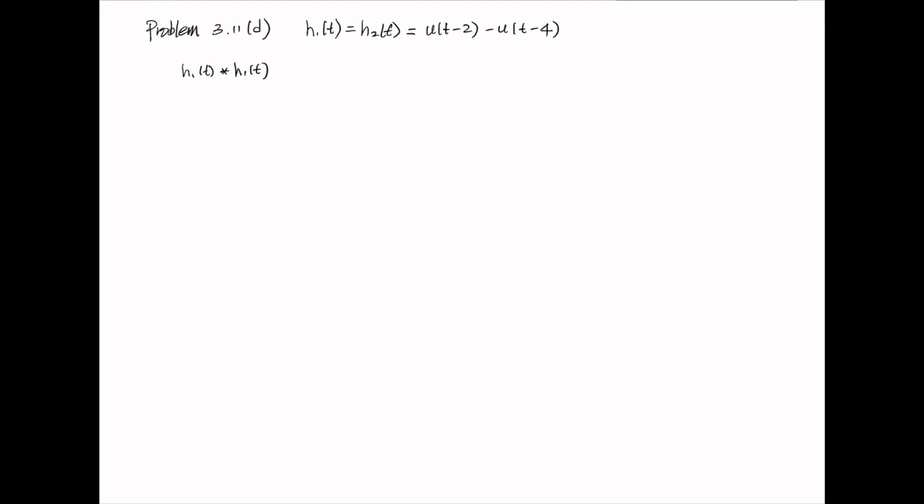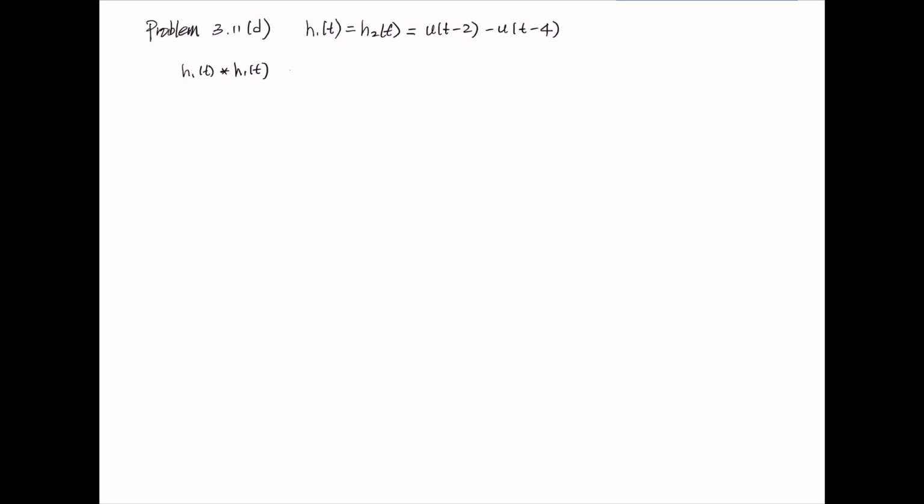Let's work on the problem 3.11d. You are given impulse response h of t as u of t minus 2 minus u of t minus 4. Find the convolution of this. What we're going to do is try to use the definition of the convolution first, and then we're going to look at the graph method.